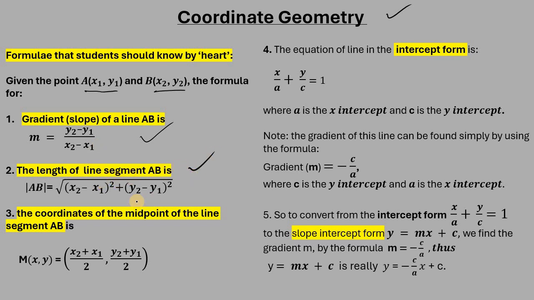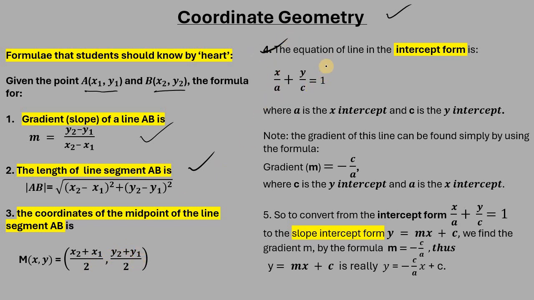The length of the line segment, we discussed that earlier, right? It's going to be the square root of the sum of the squares of the differences between the x's and y's. In terms of x's and y's, we're talking about the x coordinates and the y coordinates of those 2 points, right? And then we have the coordinates of the midpoint. It's going to be the average of the x's, average of the y's.